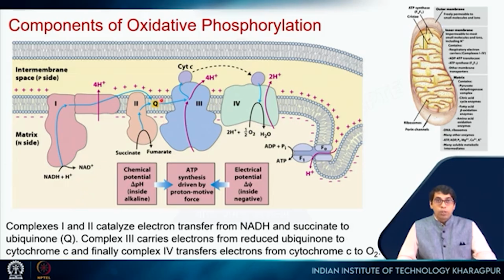Once this ubiquinol is formed, complex 3 carries electrons from this reduced ubiquinone to cytochrome C. And finally, cytochrome C, a soluble protein present in the intermembrane space, will go and bind to complex 4 and transfer the electrons to complex 4, where the electrons will be finally transferred to oxygen. So the electrons will be taken up by oxygen to produce water. The electron transfers are completed from NADH to oxygen via these 4 different complexes.